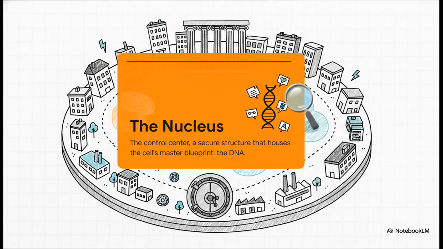Now, in our complex eukaryotic city, the most important building by far is the nucleus. Think of this as City Hall. It's a secure, double-walled fortress that protects the city's most precious asset, the master blueprint, the DNA. Every single instruction for building and running the entire city is locked away safely inside.